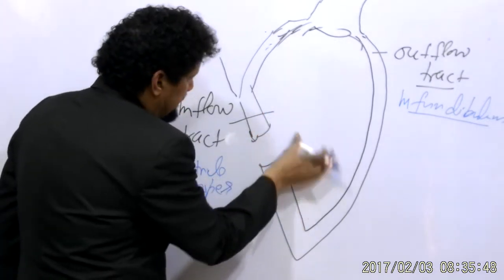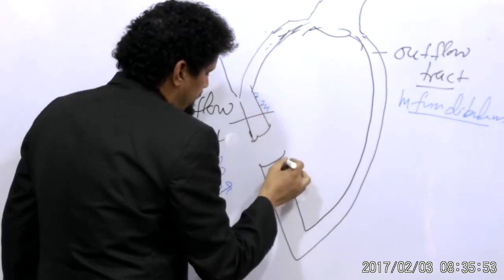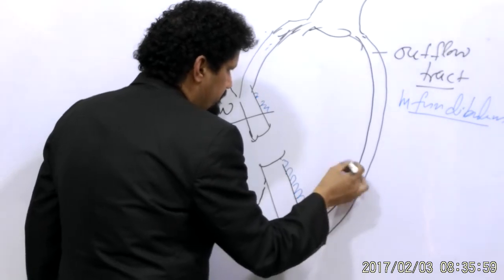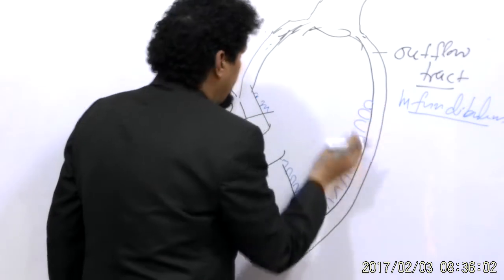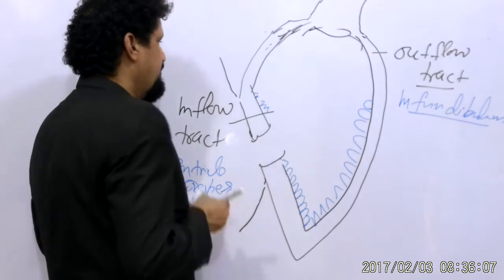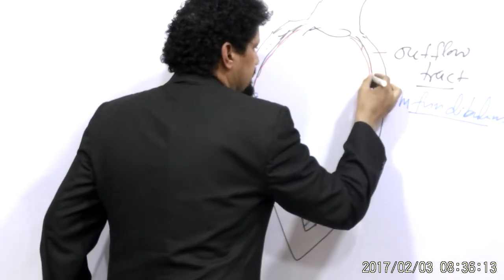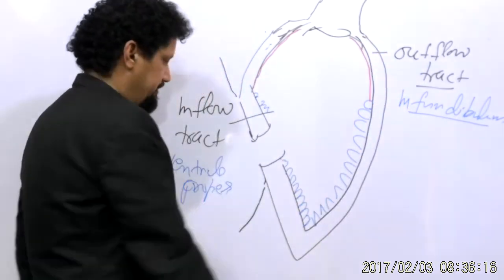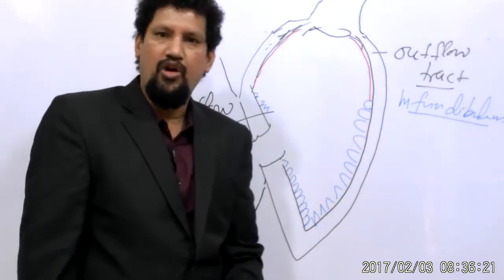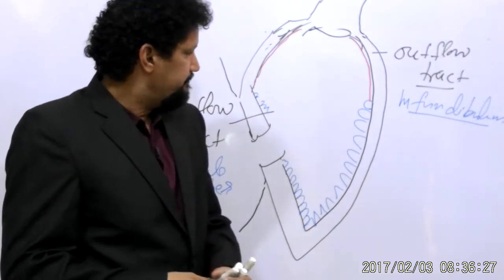So this part is rough part of the right ventricle, and this part is the smooth part of the right ventricle. So here we can see the smooth part, and this part is the rough part. This is the ventricle proper, and here we can see the infundibulum or the outflow tract or the outflow part of the right ventricle.